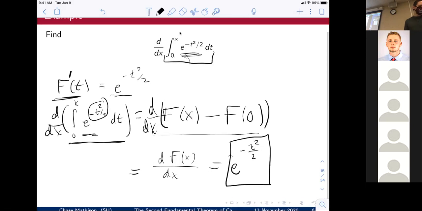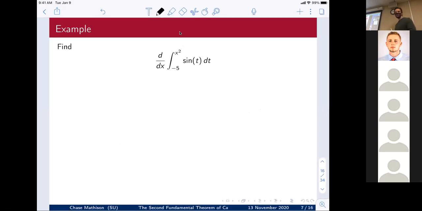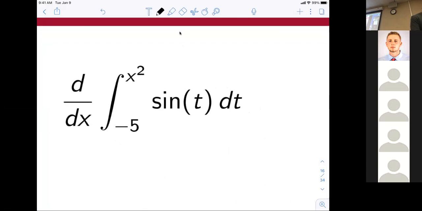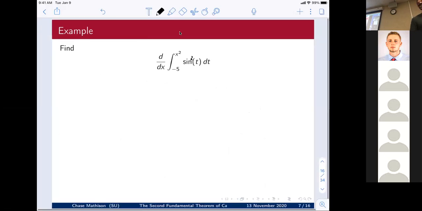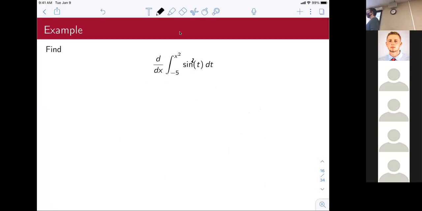All right, let's look at a tougher example. Let's find the derivative with respect to x of the integral from -5 to x squared of sine of t with respect to t. All right, so first off, I'm going to change this. I'm calling an audible. Let's make this sine squared t. That way we don't know the antiderivative right off the bat, because we do know how to integrate sine of t, right? So we're integrating sine squared of t.